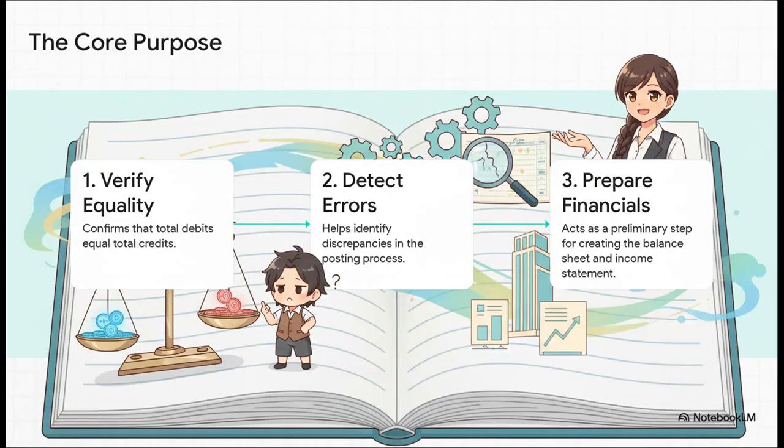So why do we do it? Well, its purpose is threefold. First, it's a mathematical check to make sure our double entry system is working. Debits have to equal credits. Second, it's a great first line of defense for catching certain kinds of errors. And third, it's the starting point, the worksheet you use to begin preparing the actual financial statements.